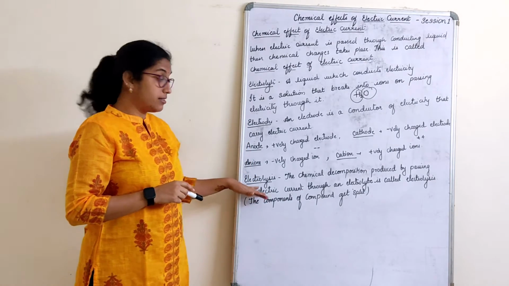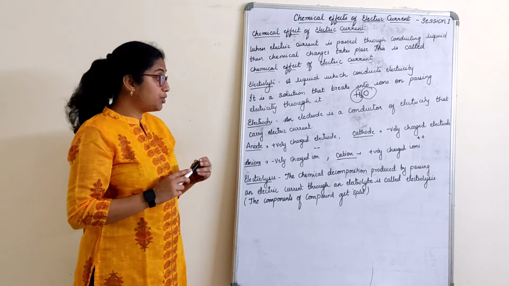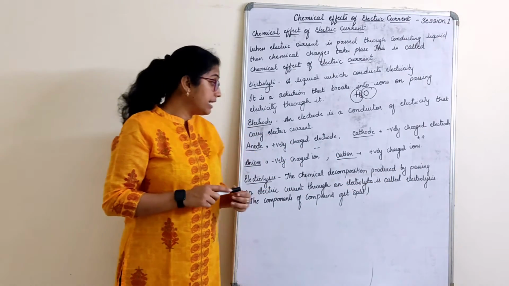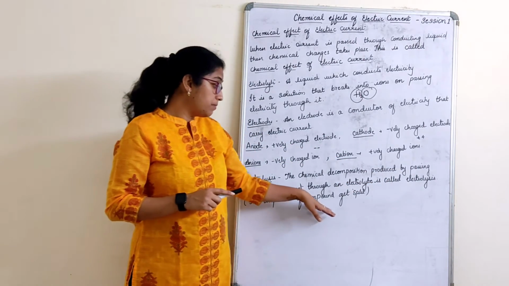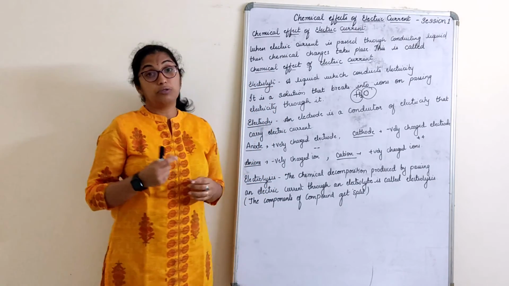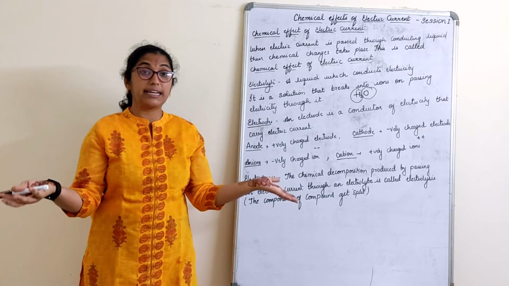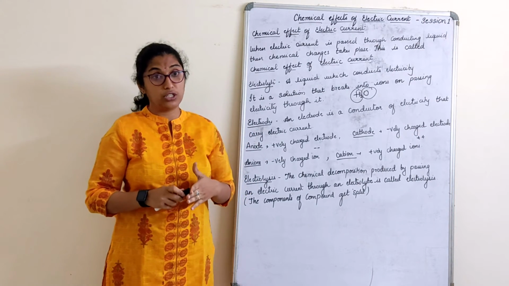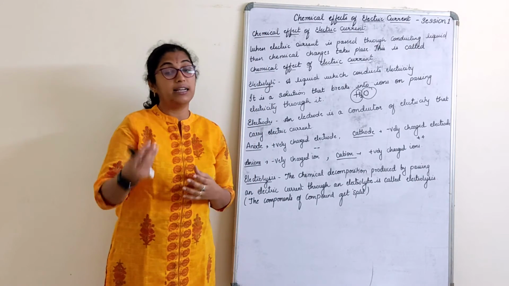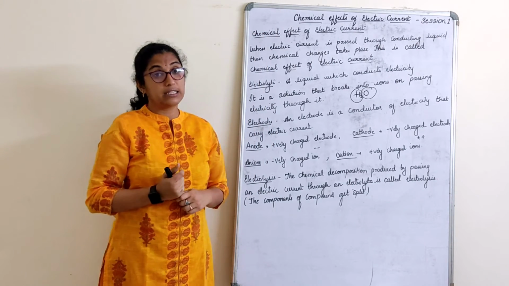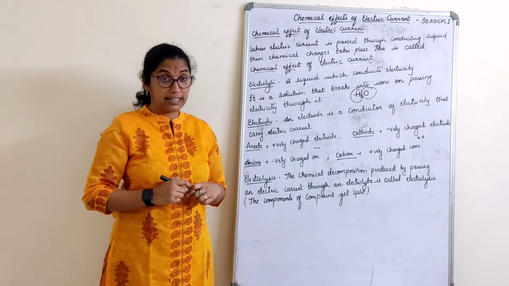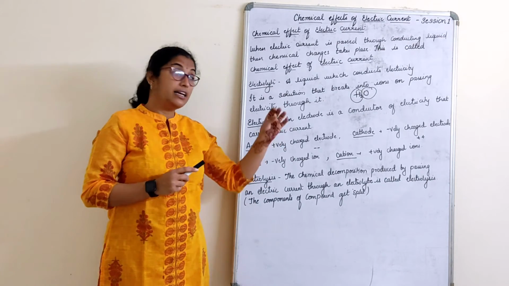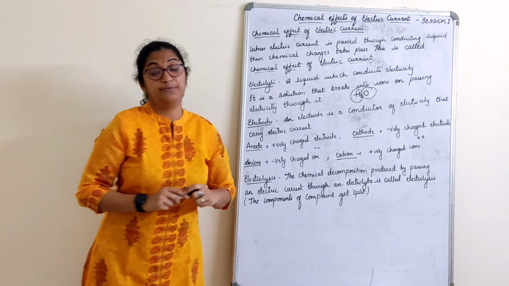Last is electrolysis. The chemical decomposition produced by passing an electric current through an electrolyte is called electrolysis. The components of the compound get split. Due to the chemical effect, the components get split. That is how water is decomposed into hydrogen and oxygen. In one part hydrogen gets collected and in another part oxygen gets collected. We study that in detail in standard 10. Now based on this chemical effect of electric current, let us understand a few activities, of which that potato activity is one.